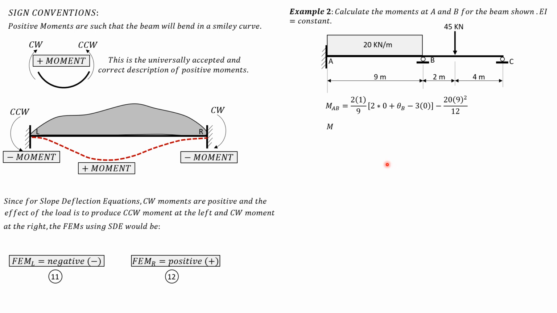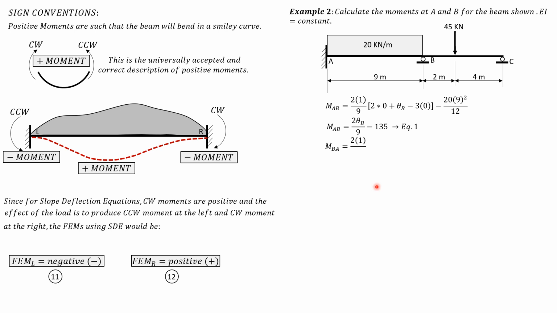Simplifying, we have MAB equals 2 over 9 theta B minus the load, which is 135. The fixed moment is negative 135. Call that equation 1. Then for BA, we also use the same equation.